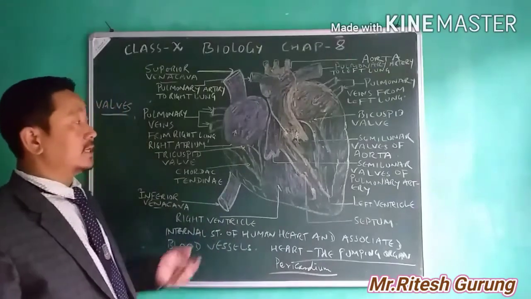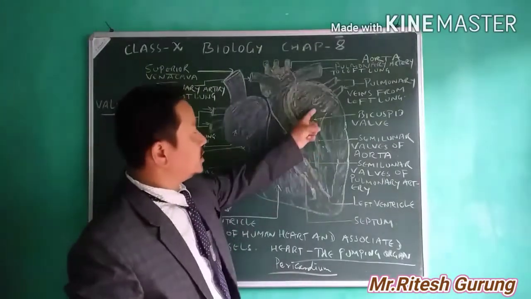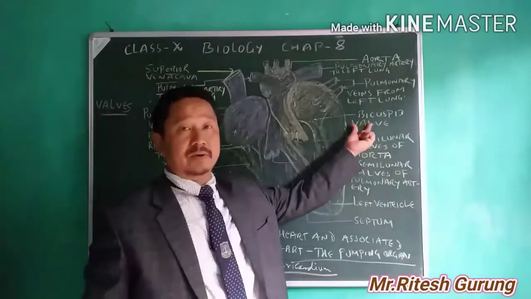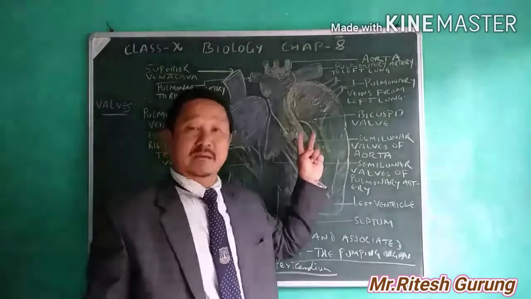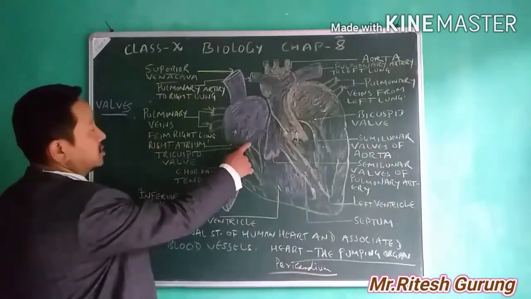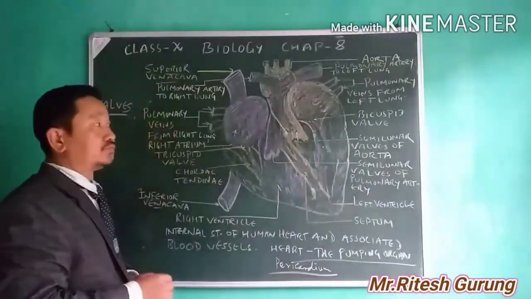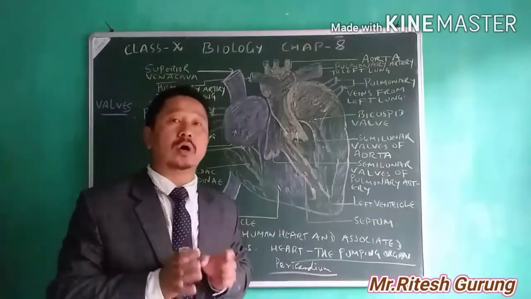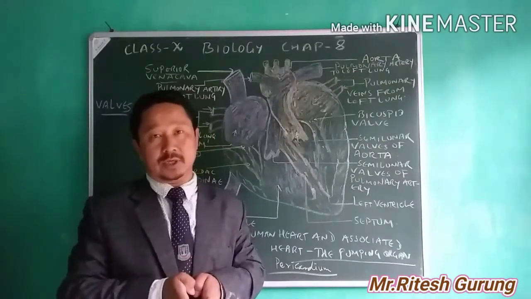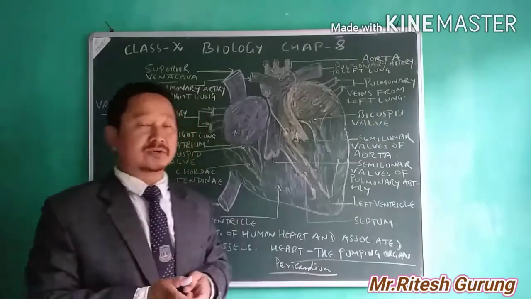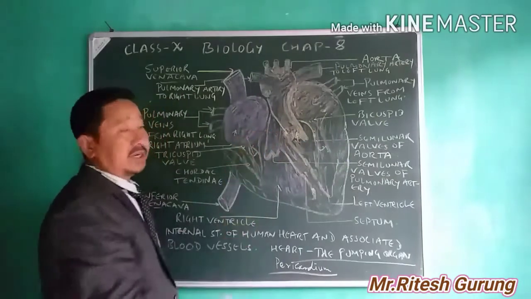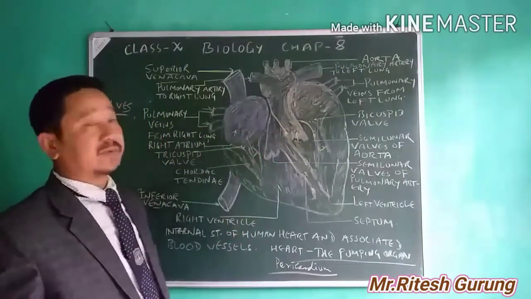Similarly on the other side, between the left auricle and left ventricle, there is a bicuspid valve where only 2 cups or 2 flaps are there. The function of the tricuspid valve and bicuspid valve is to make the flow of blood in one direction only. Which direction? Towards the ventricle, corresponding to the respective ventricles.